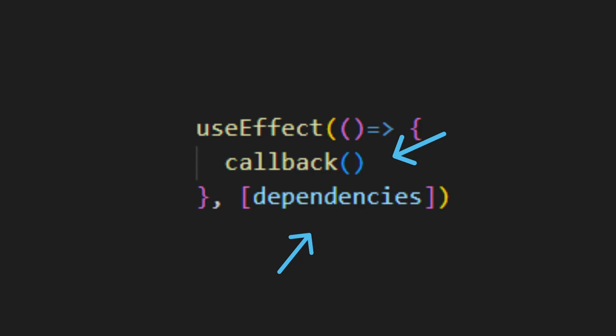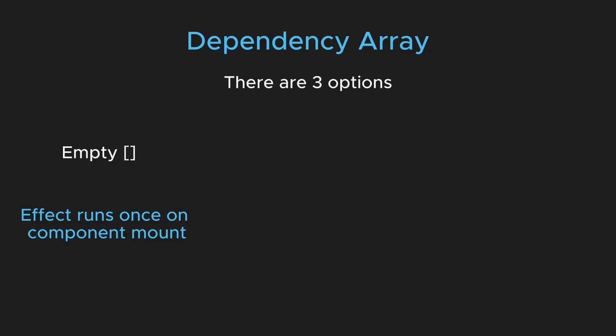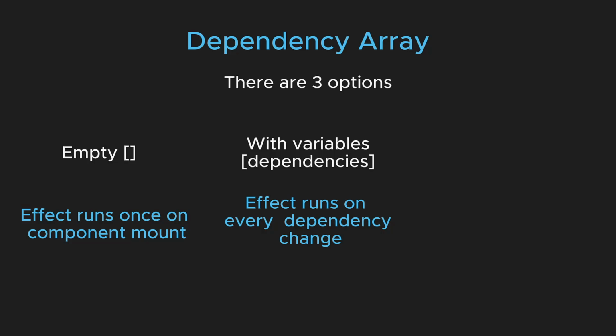No array means every render. With an array, only when dependencies change. The dependency array is a list of values useEffect watches. An empty array means the effect runs once on mount. With variables, it runs when they change. No array, it runs on every render.